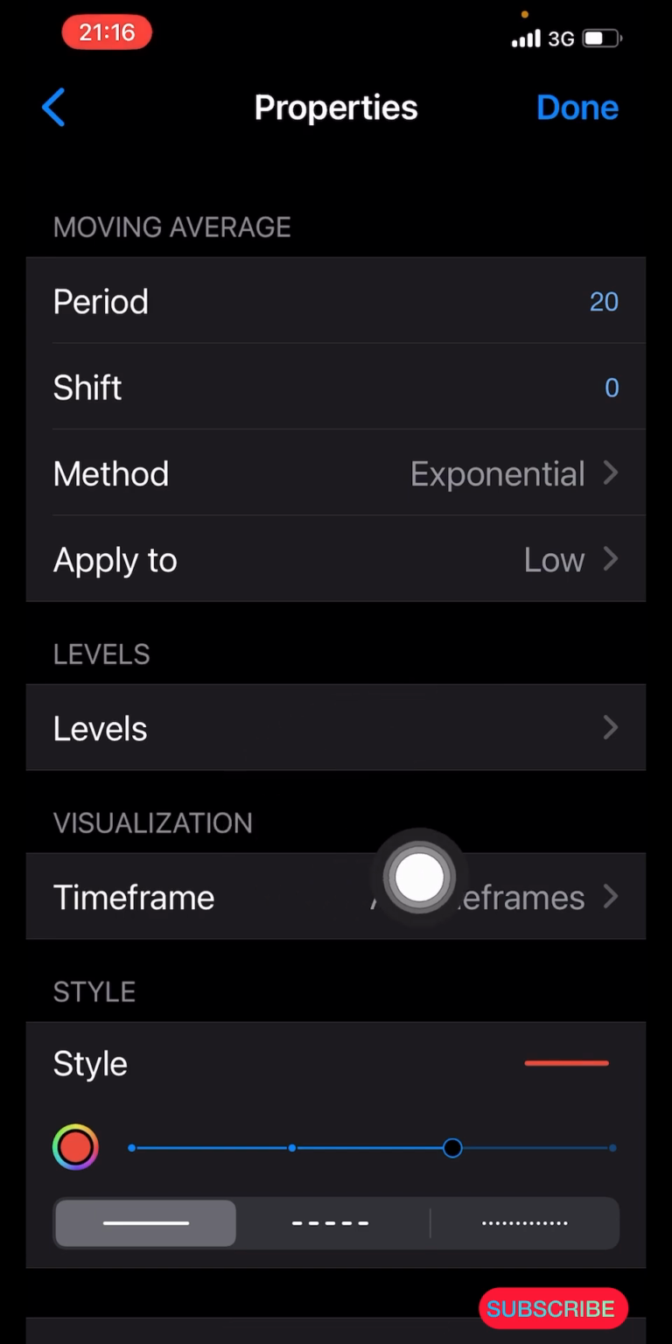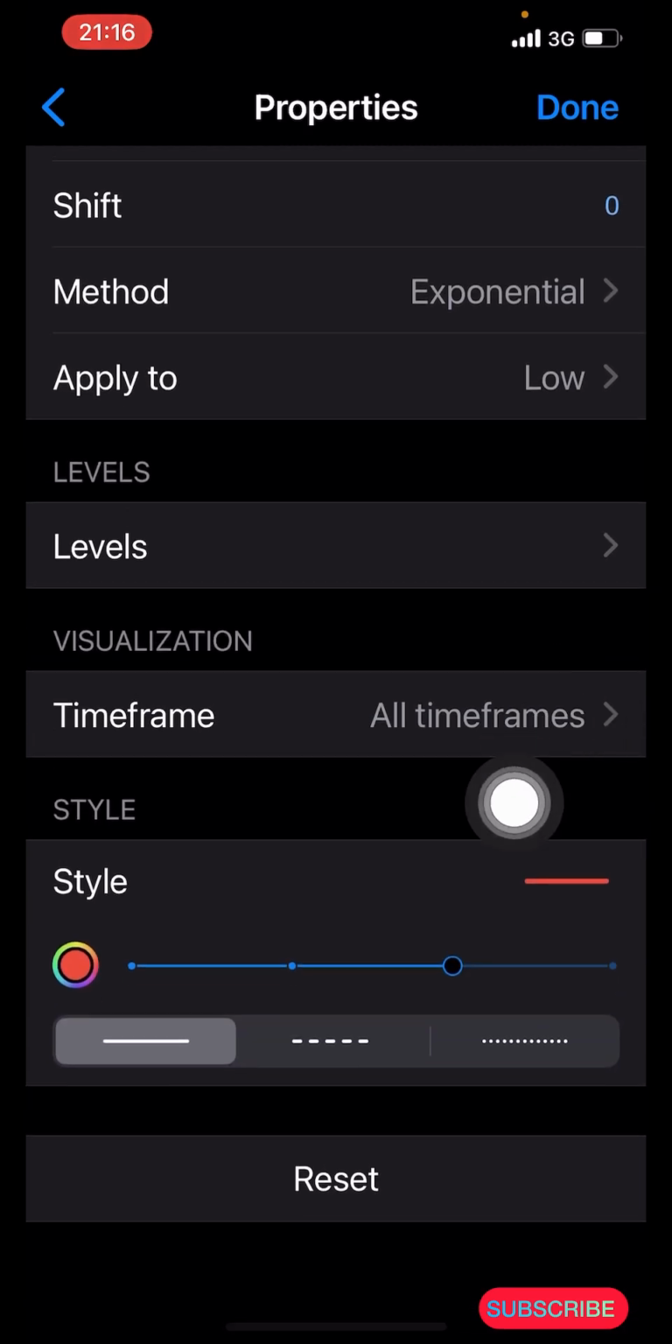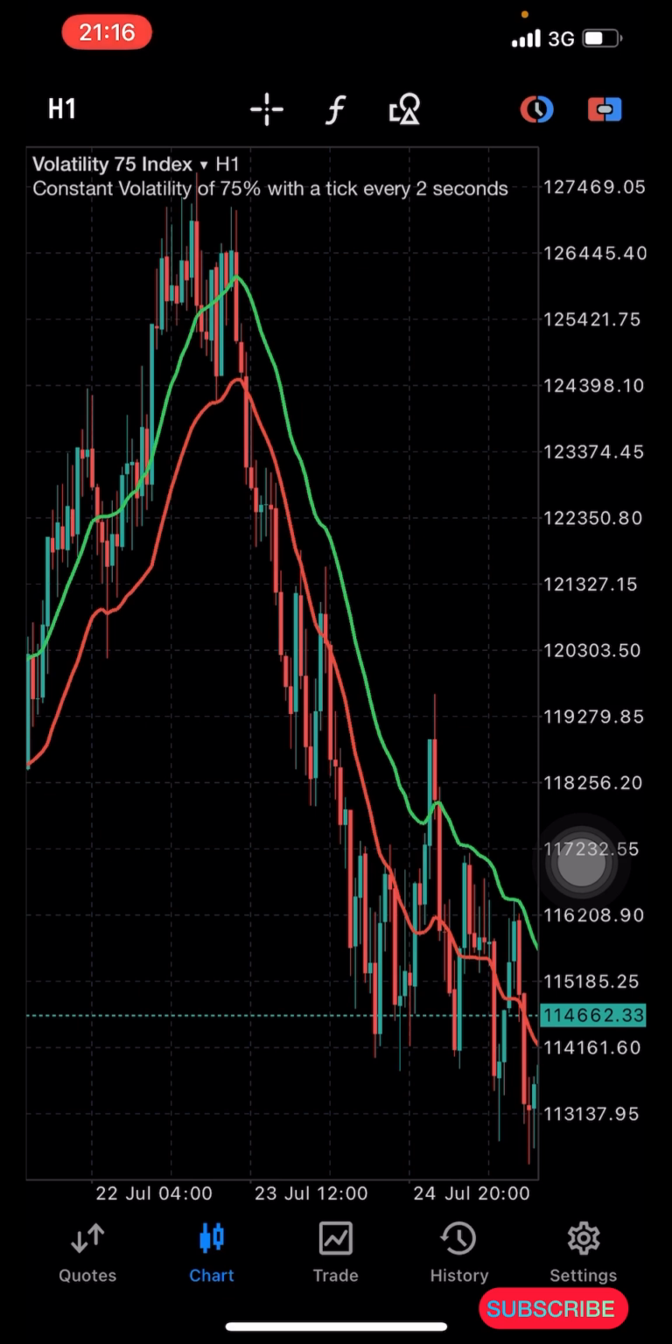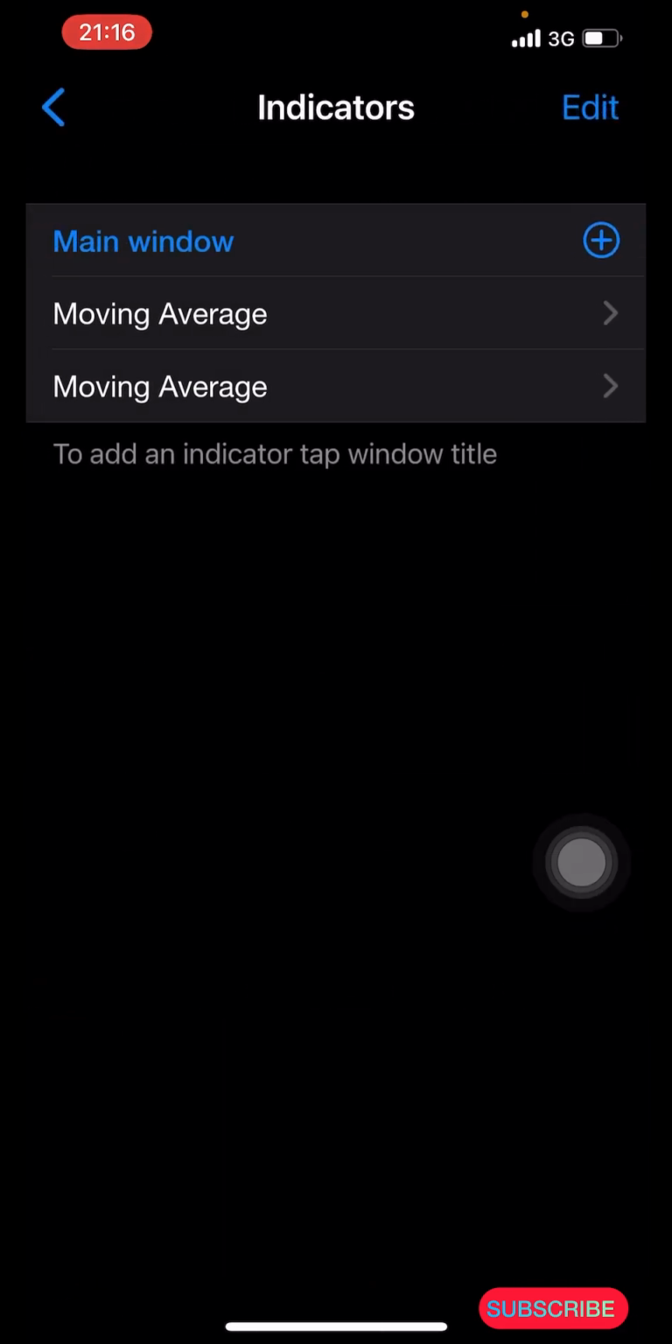Then the levels, you leave it as it is. The time frame, all time frames. The style, you make it color red, and then you shift it the way you see it, like this. After that, you click on done. That is it for the red moving average.